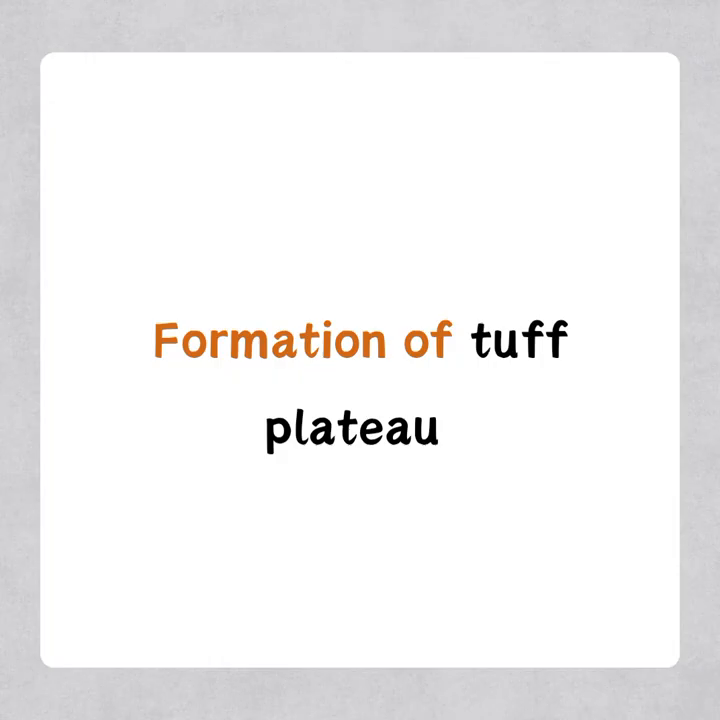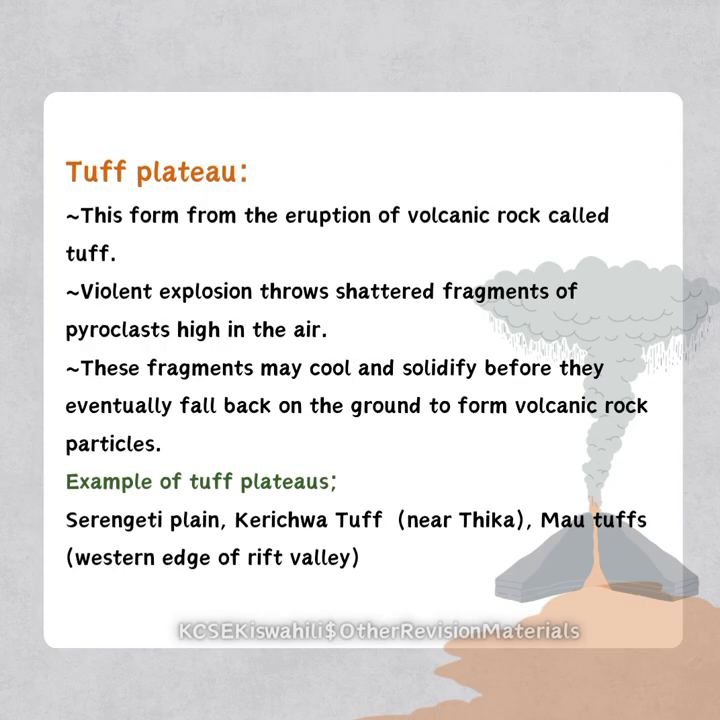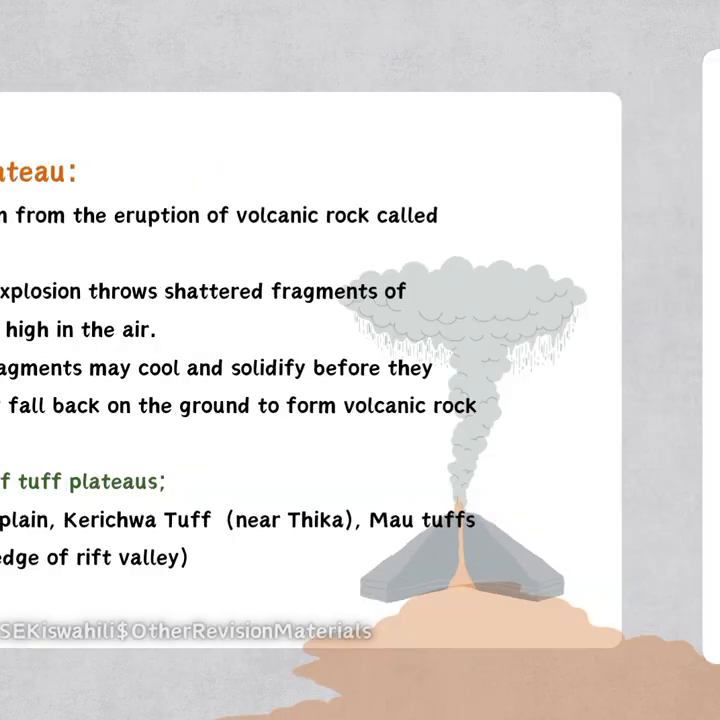Formation of tuff plateau. Volcanic eruption releases a rock called tuff. Violent explosion throws shattered fragments of pyroclasts high in the air. These fragments may cool and solidify before they eventually fall back on the ground to form volcanic rock particles, for example in Serengeti Plain. Good luck.